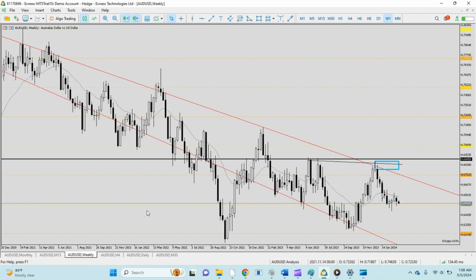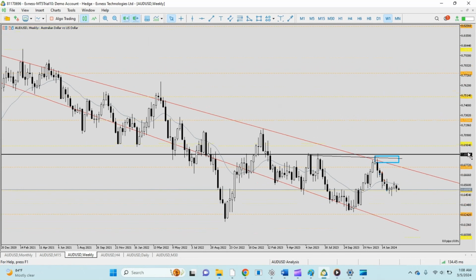So the weekly is in a downtrend. This is the ideal place we would have entered this market because of the confluence of demand with the trend line. This is the ideal place. And if you had entered here, you would have waited 1, 2, 3, 4, 5 weeks, which is not easy for the average trader to do. But that's how the professionals trade.